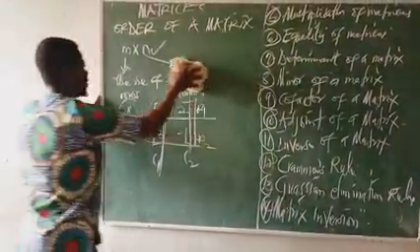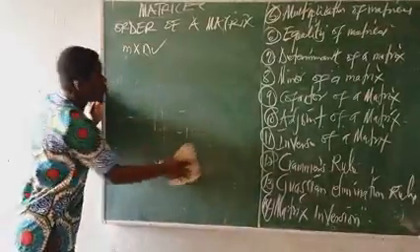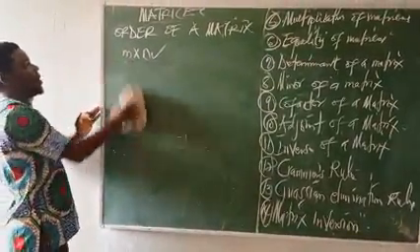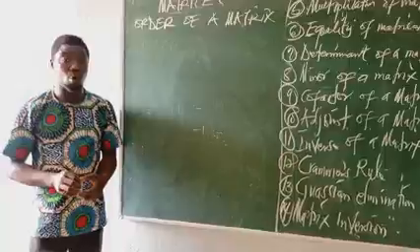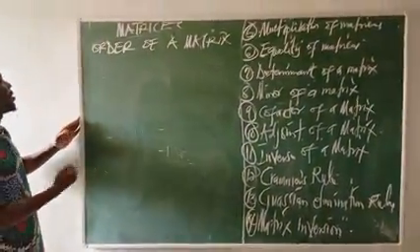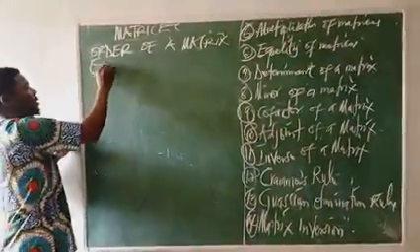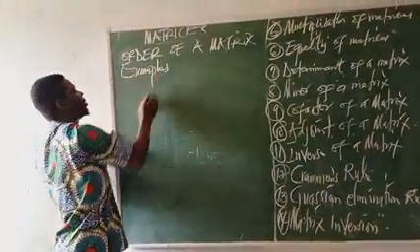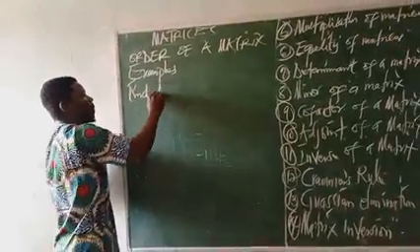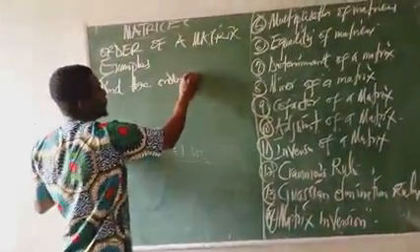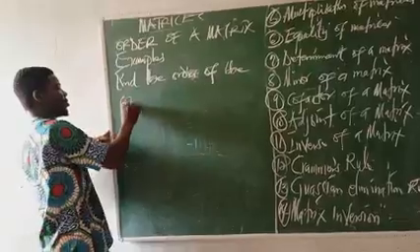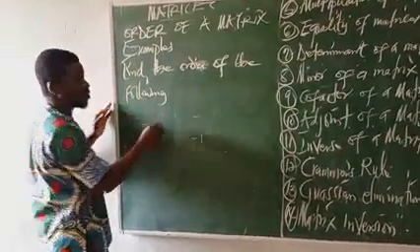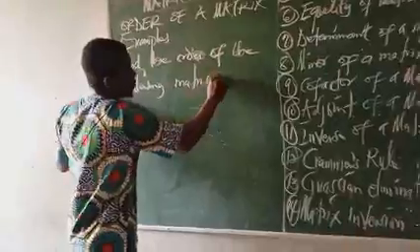So now, I told you that the order of a matrix is of this form, m by n, where your m is the number of rows and n is the number of columns. Alright, so now, for instance, let's take samples under this. Find the order of the following matrices.